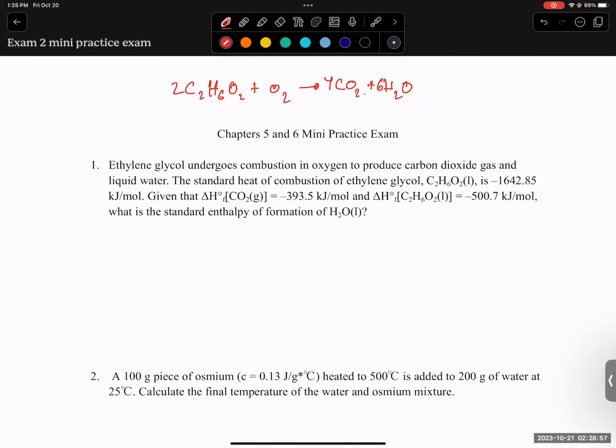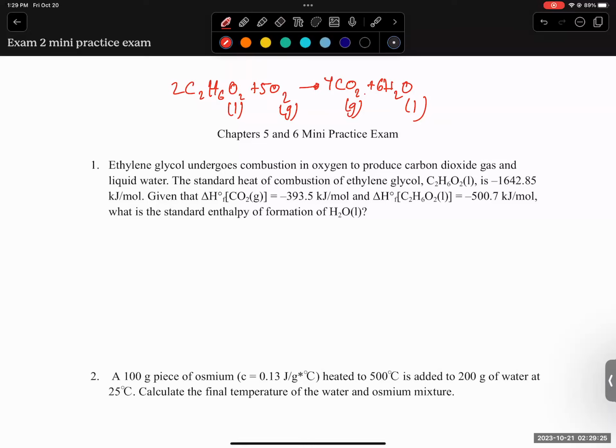Oxygens. So we're going to place a 5 on the oxygens. Pull that out to 14 as well. Okay, so 5 oxygens. Let's put in our standard states. So liquid, gas, and gas, and gas again. So, oh wait, it says produce liquid water.